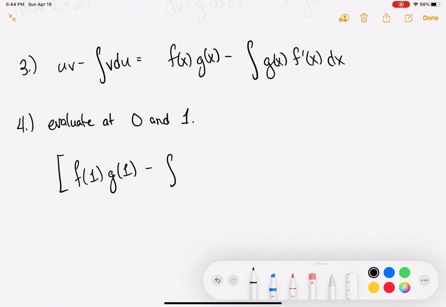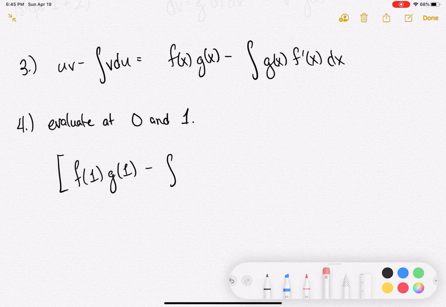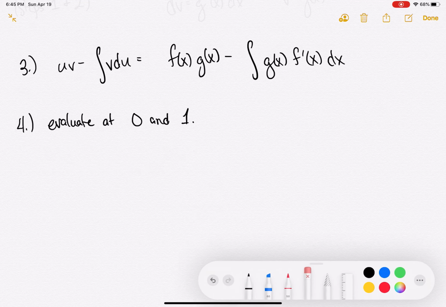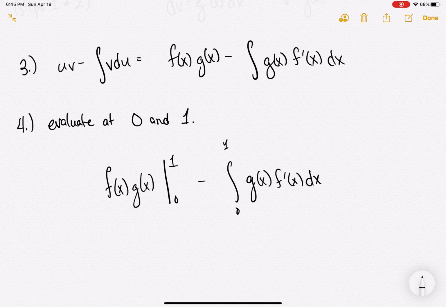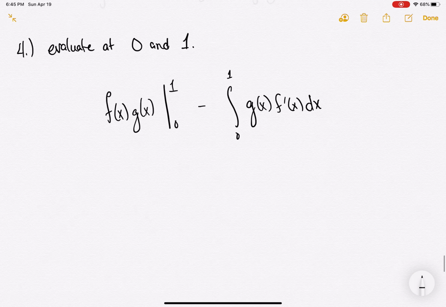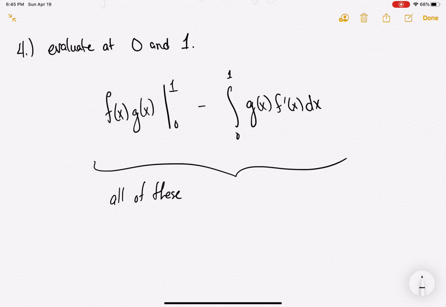Well, here's how I'll write this. I'll write it like this. F of x, g of x, evaluated at 0 and 1, minus the integral evaluated at 0 and 1, g of x, f prime of x, dx. Do we know all of these terms? Yes, we do, because these were all given to us. So all of these terms were given to us at the beginning.